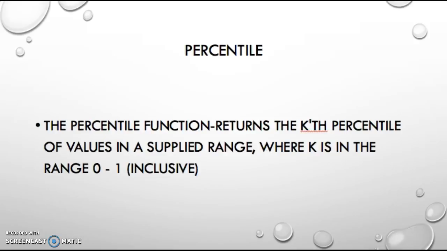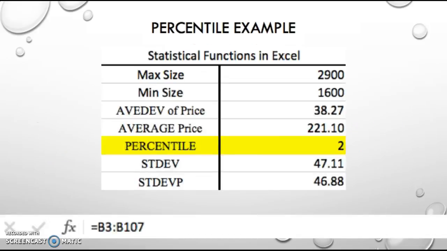Percentile. The percentile function returns the k-th percentile of values in a supplied range, where k is in the range of 0 to 1, which means it's inclusive. Using the data from the real estate workbook, I came up with the formula for the percentile, and I used it on the category bedrooms to show how many bedrooms were in a house.